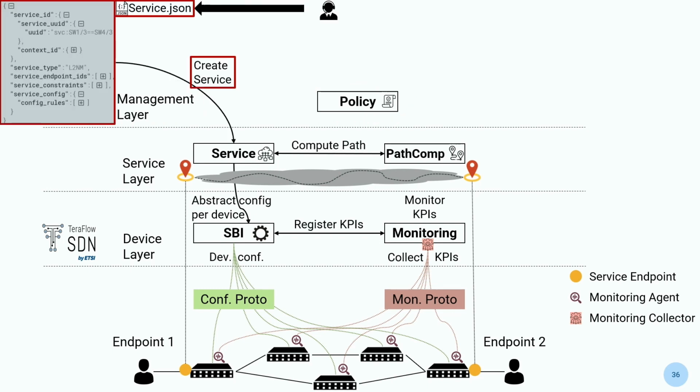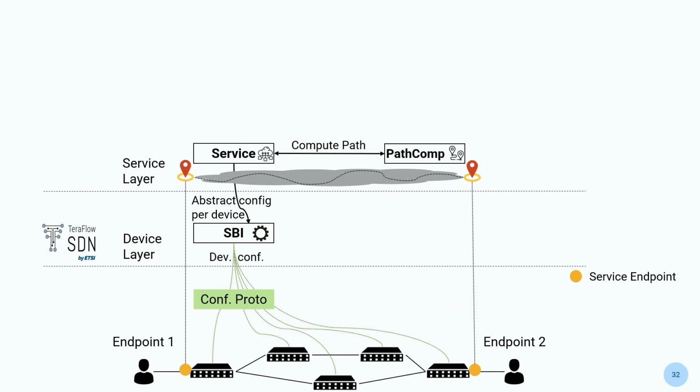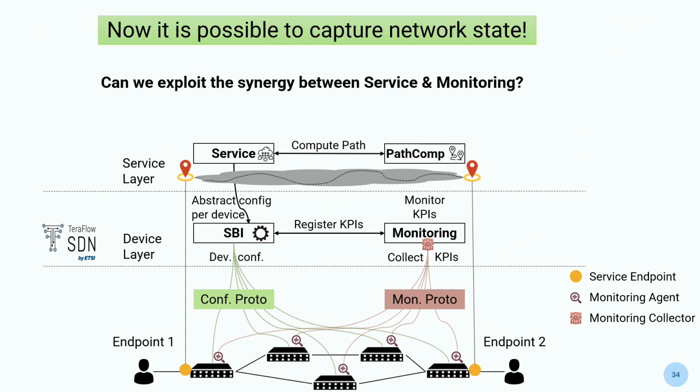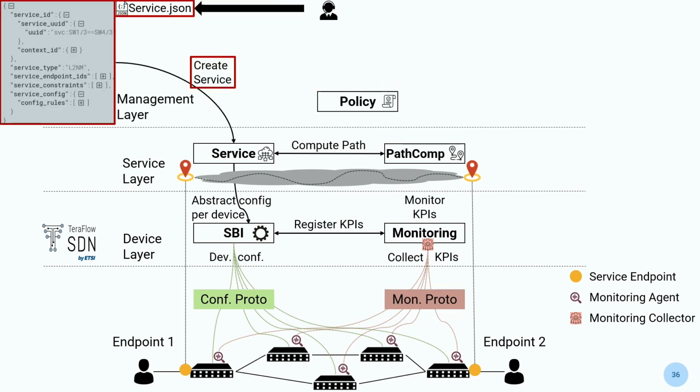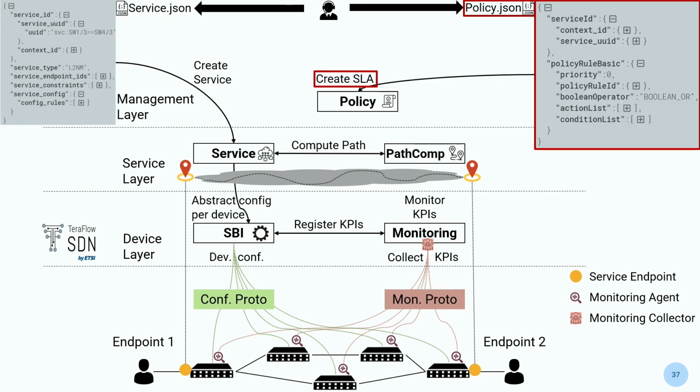As before, we can still create a new service the same way we did it before through the same JSON file. Now the service is up and running. We have connectivity between host A and host B. So yes, through this JSON file, we establish the service. We have connectivity between endpoint 1 and 2. And now we can inject a policy. So we can create a service level agreement for this specific service.